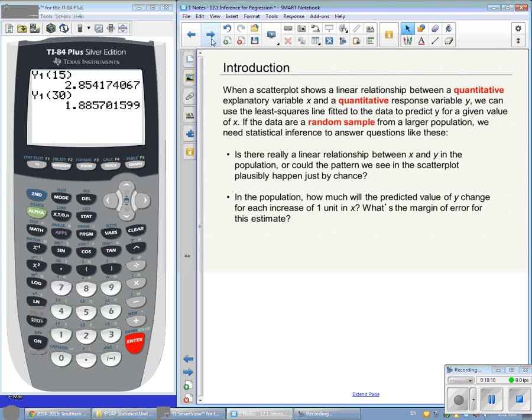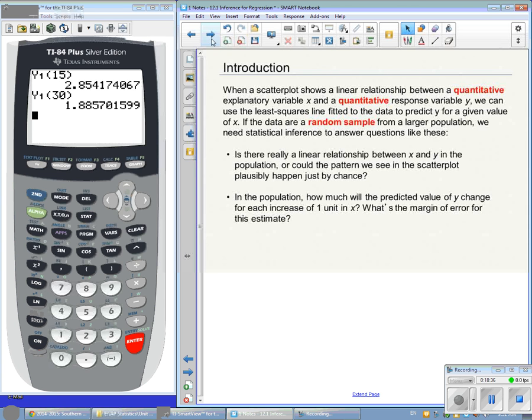So we can use the least squares regression line fitted to the data to predict a y for any given value of x. If our data come from a random sample, then we also can make inferences about the population. And so some of the questions that we try to answer would be like, is there really a linear relationship between x and y in the population? Or could the pattern that we see in the scatter plot plausibly happen by chance?